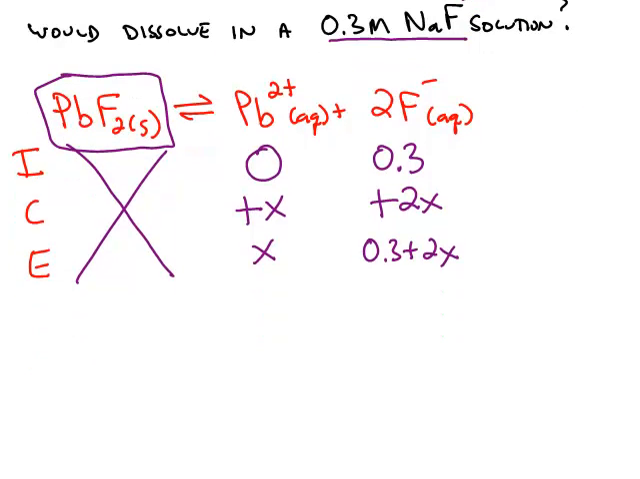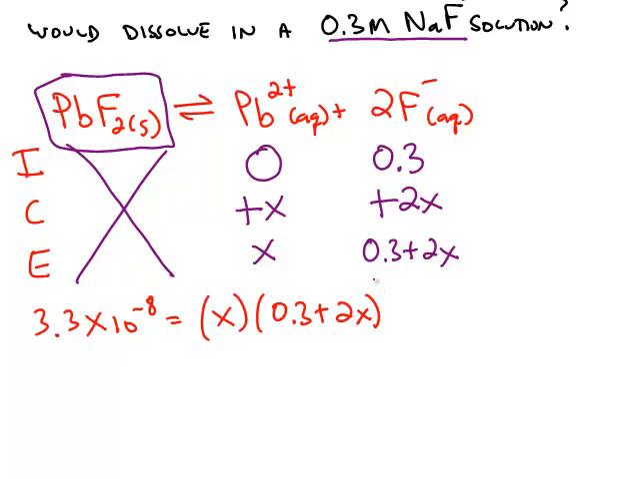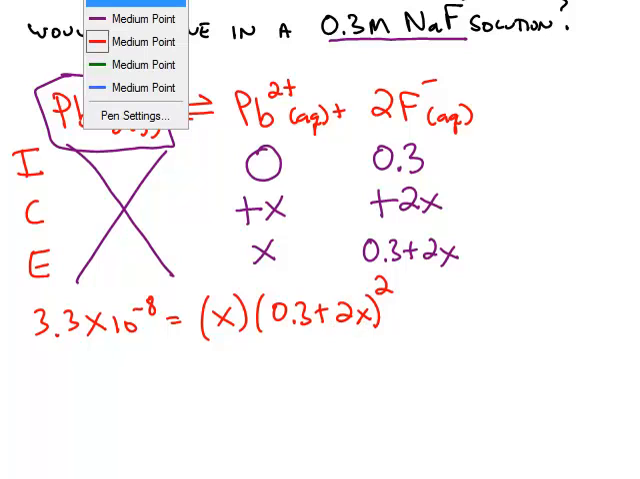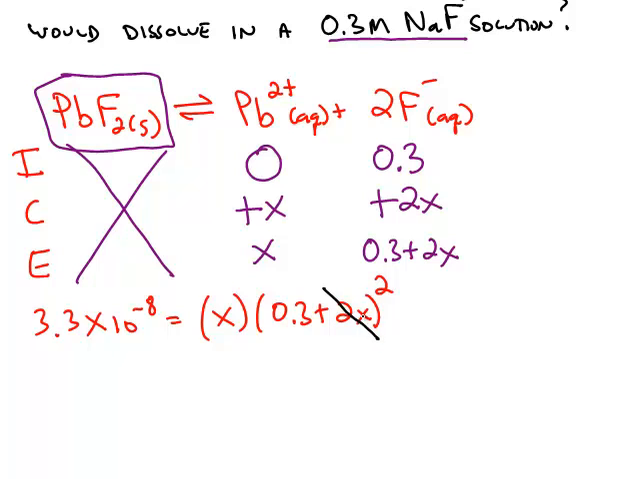We can take those values and plug them into the Ksp. 3.3 times 10 to the negative 8 is equal to x to the first times (0.3 plus 2x) to the second. Such a small equilibrium constant means that this x is going to be negligible, and so 2x is negligible compared to 0.3, and we can solve this by approximating (0.3 plus 2x) squared as just 0.3 squared.